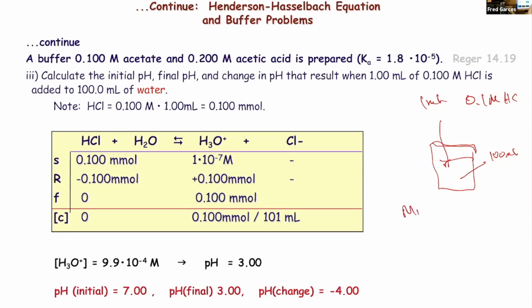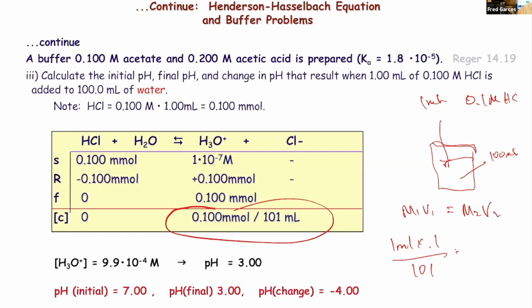You can do M1V1 equals M2V2. What's the concentration of the hydrochloric acid in that bigger volume? Well, it's going to be 1 milliliter times 0.1 over 101. That's the concentration of my hydrochloric acid when it's diluted. And remember, because it's a strong acid, it's going to dissociate 100%. Don't look for an equilibrium. That value is 9.9 times 10 to the minus 4: 0.1 millimoles divided by 101 milliliters. Again, that's why we use millimoles, because we divide by milliliters and the millis cancel and you get molarity at the end, like magic. Anyway, you get 9.9 times 10 to the minus 4 molar.